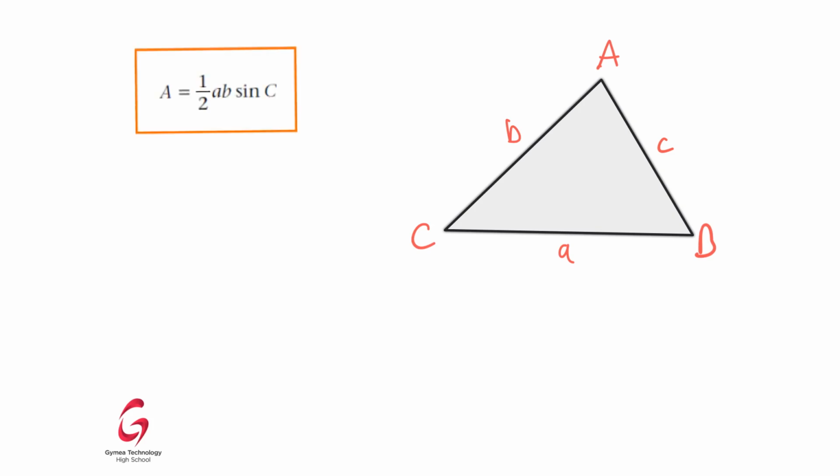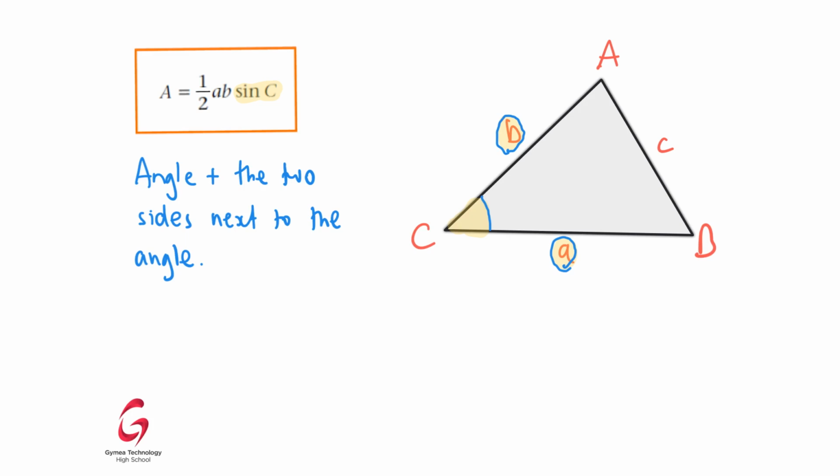So here's the formula we're going to use, and it contains an angle, sine C. That would refer to this angle in here. Now the formula says I've got to do a half times A times B times sine C. So I've got to know side A and side B as well. Just like with cosine rule, you need to know an angle and the two sides next to that angle to use this rule. So it's very important we know that angle and those two sides to be able to apply this formula.